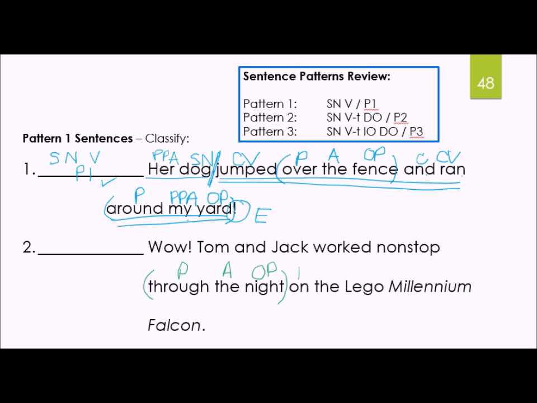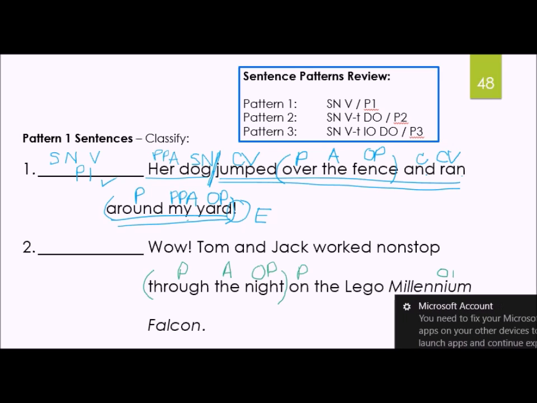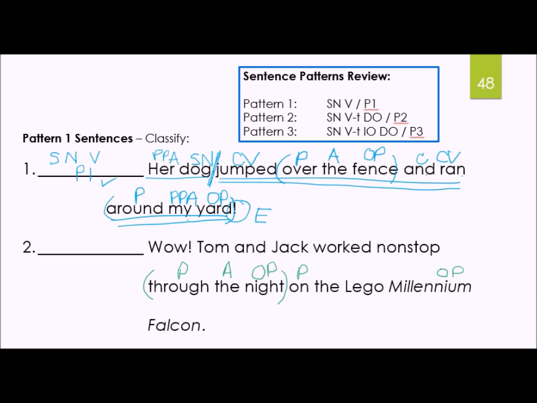Do you see any more prepositions? How about on? On what? Now, be very careful. On Lego or on the Millennium Falcon? Now remember, this is the name of the ship, the spaceship, right? So that whole thing is going to be your object of the preposition. Yeah, I'm sorry about that Microsoft thing showing up. Let me see if I can get rid of it. Here we go. Okay, so Millennium Falcon is all one word, so we're going to label that OP.